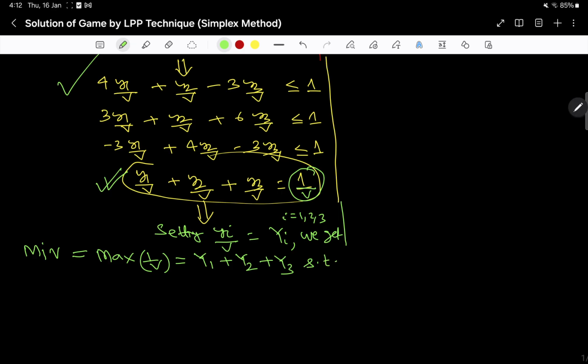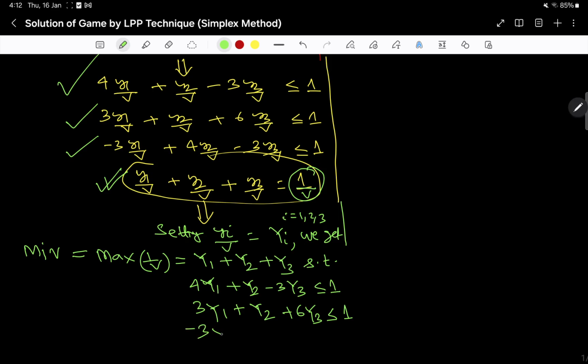Your first constraint is 4y1 plus y2 minus 3y3 less than or equal to 1. Second constraint here, 3y1 plus y2 plus 6y3 less than or equal to 1. And third constraint here, minus 3y1 plus 4y2 minus 3y3 is less than or equal to 1.